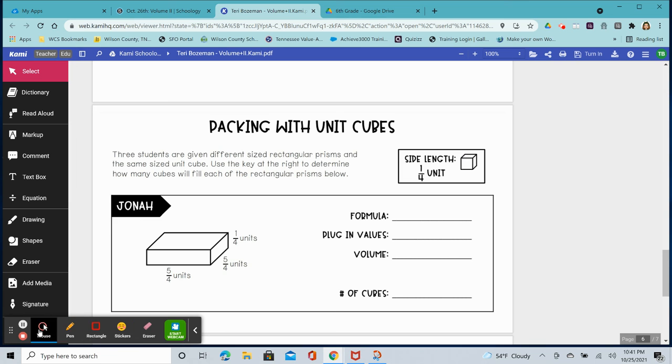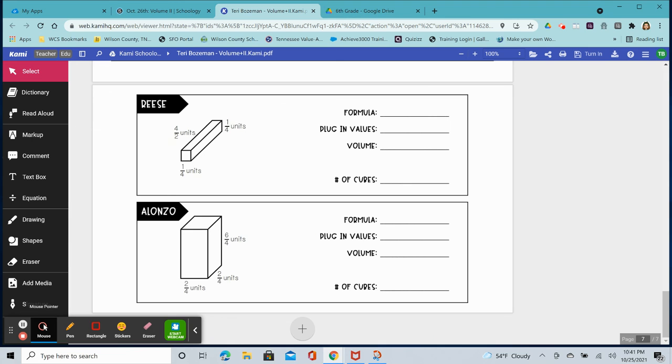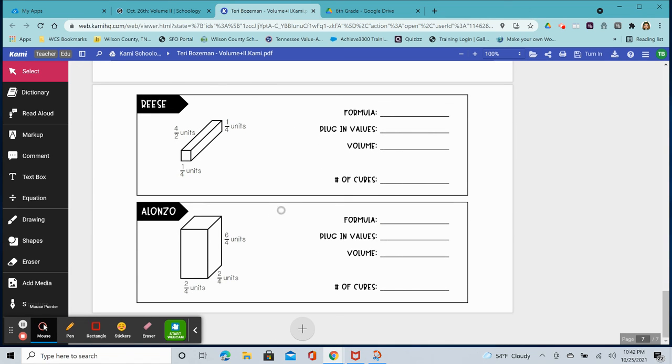Then you're going to be finding the volume of each student's rectangular prism by following the same steps that we did with the previous problems: formula, values, volume. Okay. Then you're going to take whatever the volume is here of Jonah's larger rectangular prism and divide it by your unit cube volume. And then the same for each of the students. Then you'll do Reese and then Alonzo. So complete those three problems on your own.